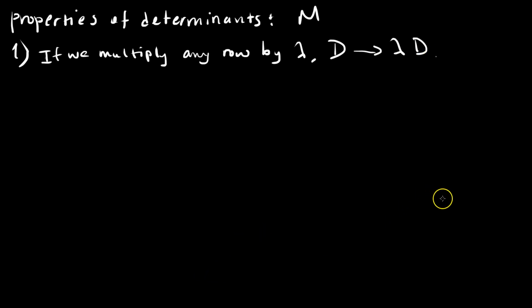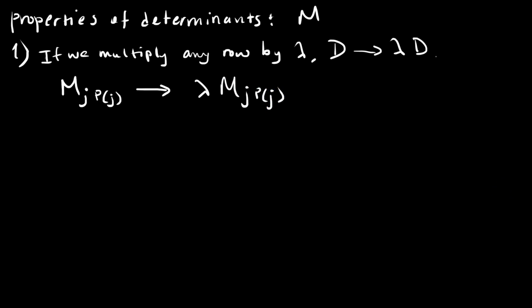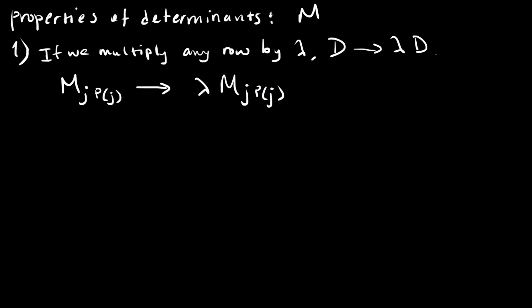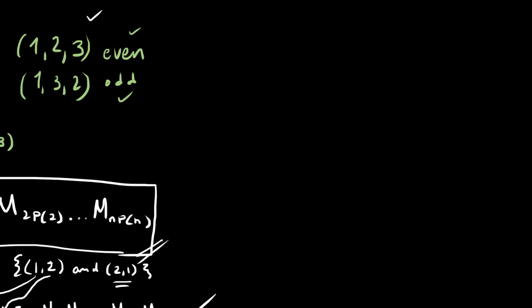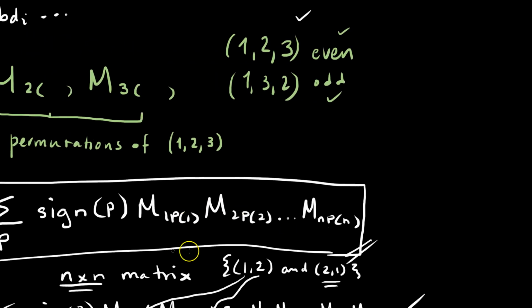How can we see this? Well, okay, if we multiply any row, that just means that we're going to multiply, let's say we multiply the jth row. Okay, so the jth row will go to lambda times M, the jth row, and then the permutation of the jth row. And then in the formula for the determinant, remember, it's a multiplication of the elements.